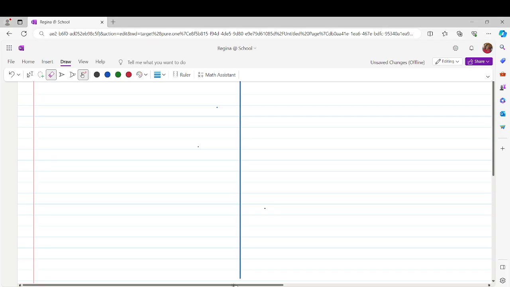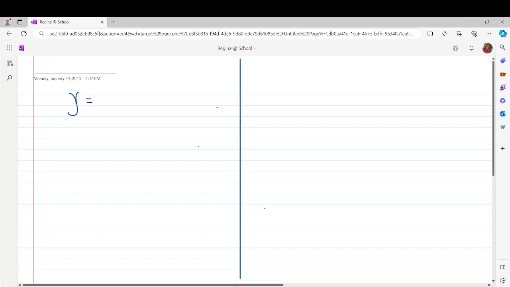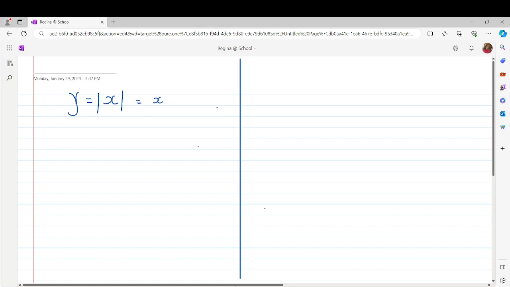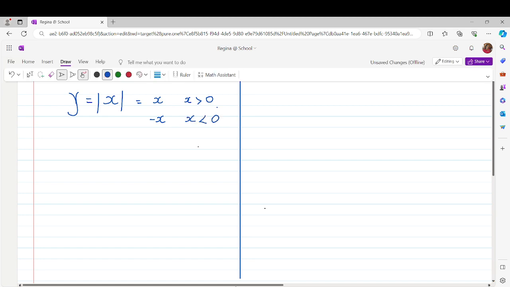So we are going to sketch modulus graphs today. But before we start sketching, you must know how to define a modulus graph. It is the same as x, positive when x is greater than 0, and negative x when x is less than 0. So modulus can as well be defined as absolute value.